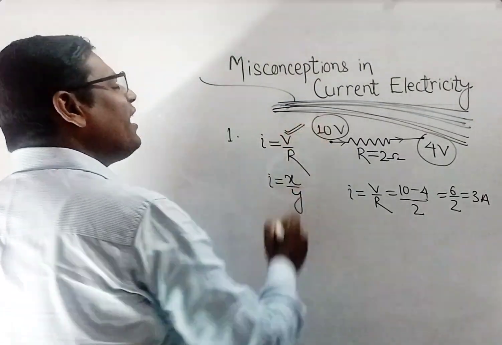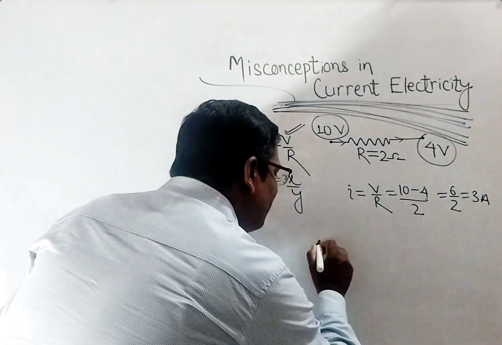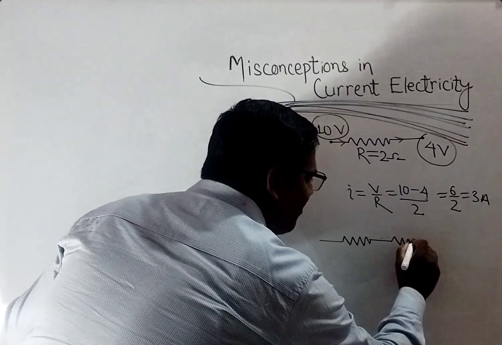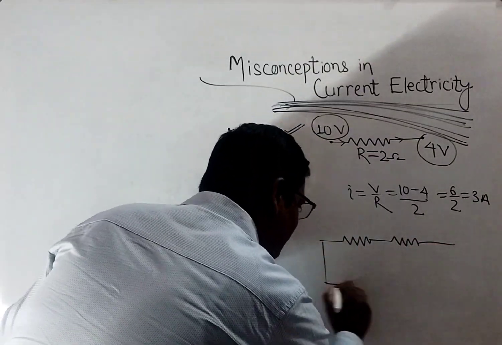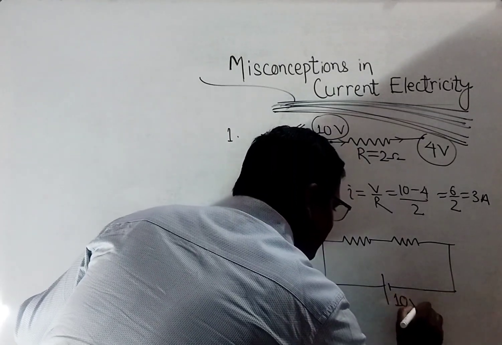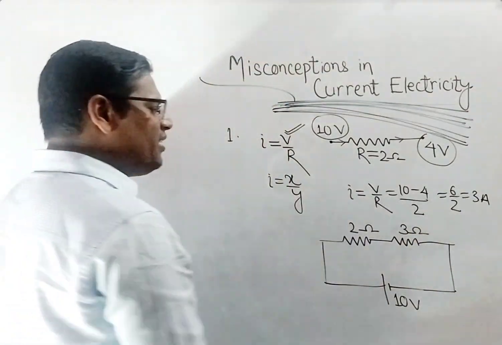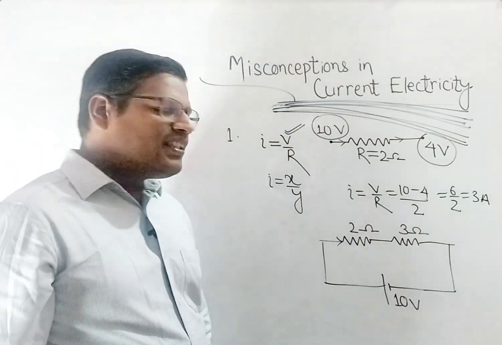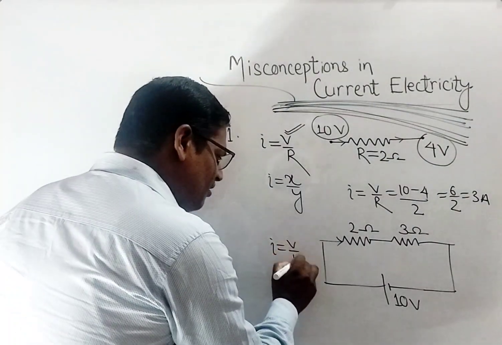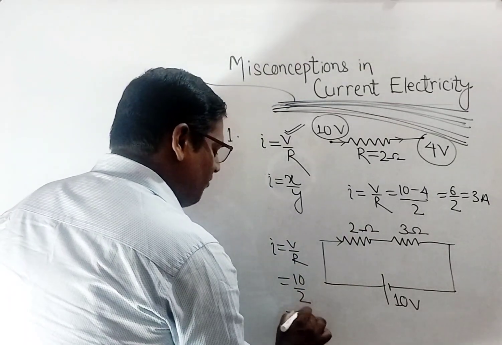Sometimes students think this potential to be the EMF of the battery. For example, let's say here are two resistors, and let's say this is a 10 volt battery, and let's say this is 2 ohm and this is 3 ohm. What is current through 2 ohm? A common mistake is that students think current through 2 ohm is V by R. So here V is 10 and this is R, 10 by 2, this is 5 ampere.